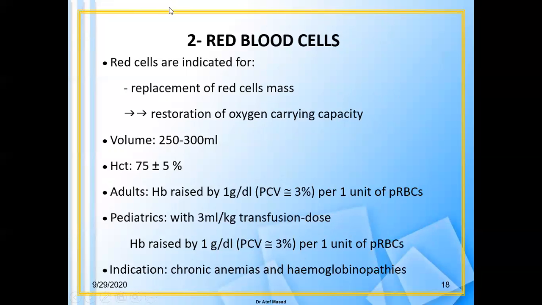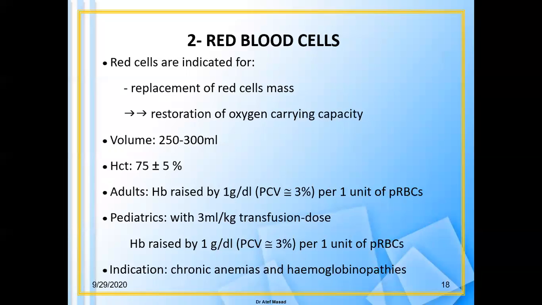So when we give a packed RBCs unit to a patient, we increase the hemoglobin in his blood by 1 gram above his previous hemoglobin. So if his hemoglobin is 9 and we give him 1 unit of packed RBCs, it will be raised to 10. And this is experimental; we measured and found it during our clinical studies.